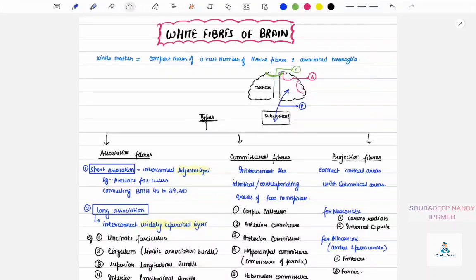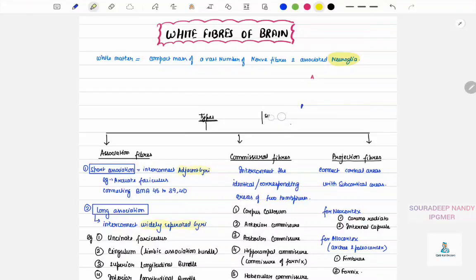Now let's discuss the white fibers of the brain. First, let us know what is meant by white matter. White matter is a compact mass of a vast number of nerve fibers and associated neuroglia. This term is very important, associated neuroglia. Now, types of white fiber. There are mainly 3 types of white fiber: association fiber, commissural fiber, and projection fiber.